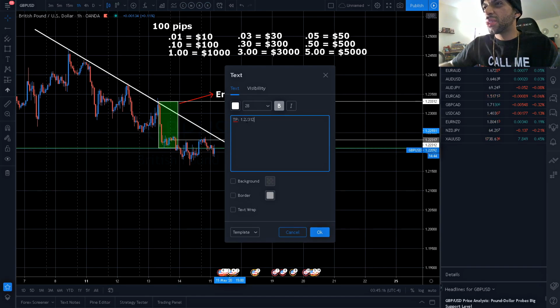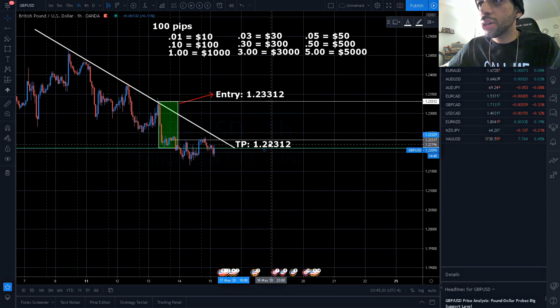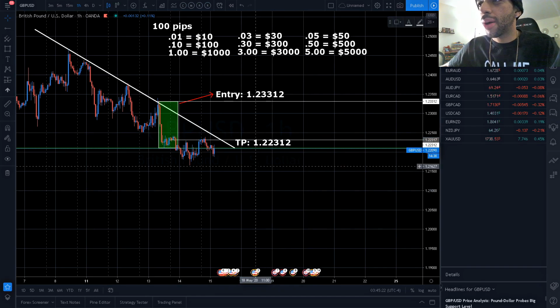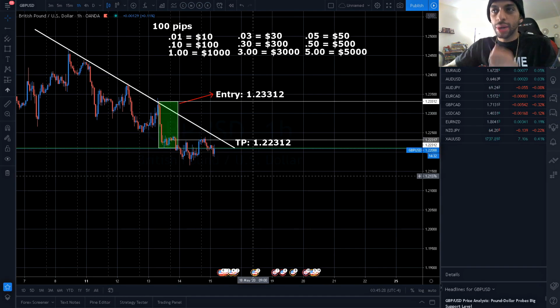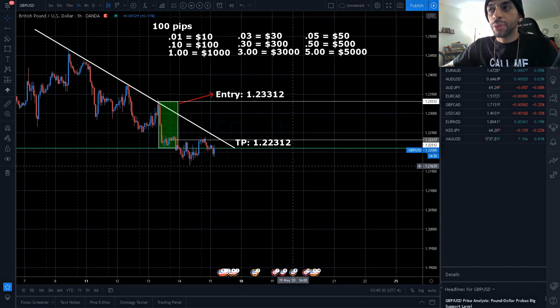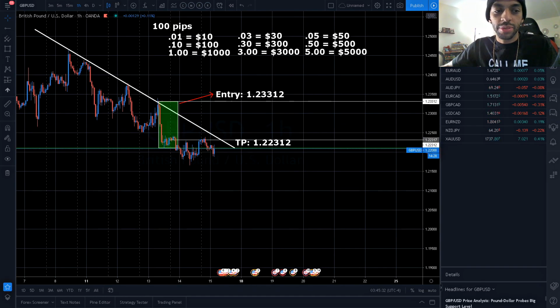1.22312, right? That is my take profit. That's a 100 pip take profit. So my entry price is right here. My take profit is right here. And let's say I wanted to do a 50 pip stop loss. All right, a 50 pip stop loss.